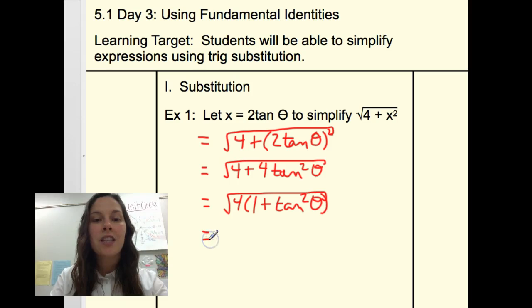Then we can take the square root of 4, and that leaves us with 1 plus tangent squared theta. Remember, tangent squared equals secant squared minus 1. So if we added that 1 to both sides, we would have 1 plus tangent squared equals secant squared. So this is one of our Pythagorean identities. And then, of course, the square root of secant squared is secant.